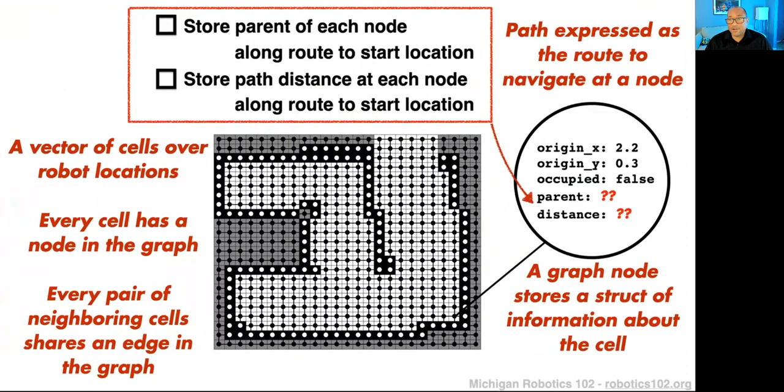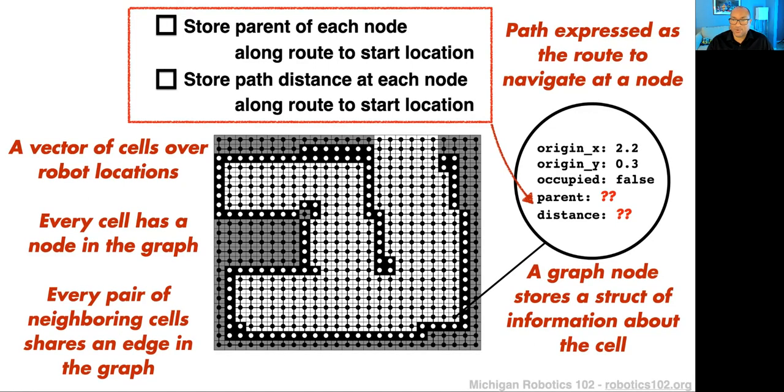One thing we have to note is that at each of our cells, in addition to storing the location and whether the cell is occupied, we also need to store information for our planning. For routing information along our path, we have to store the parent of each node along the path. This is the routing parent, and we also need to store the path distance if we take that route, and what our expected distance is going to be. So we need to expand our structure at the cell to include this information.